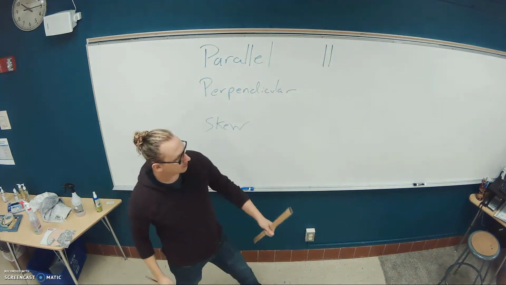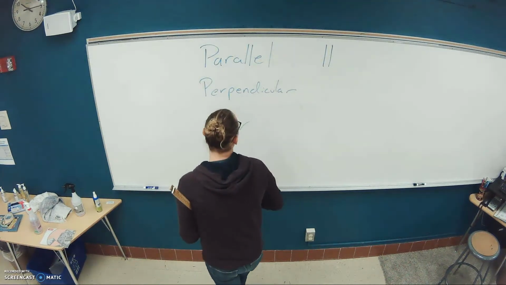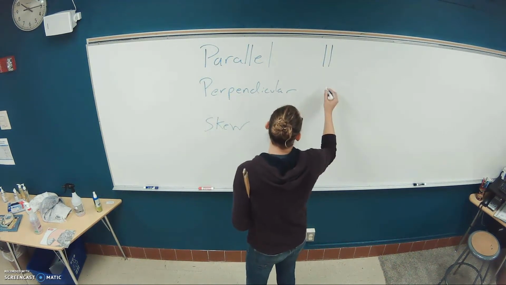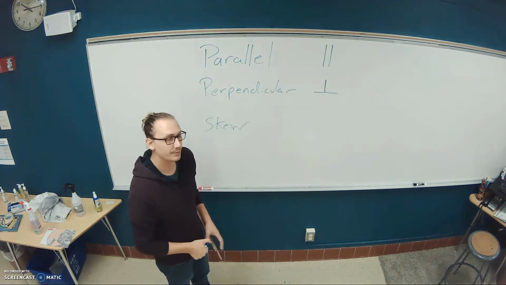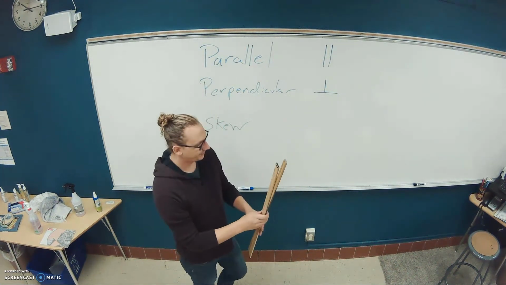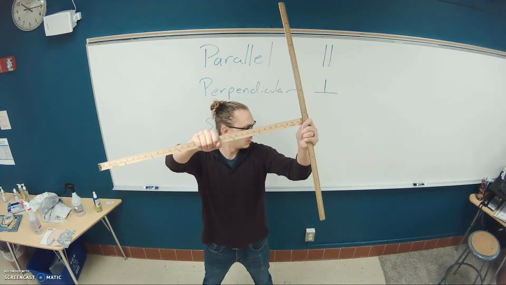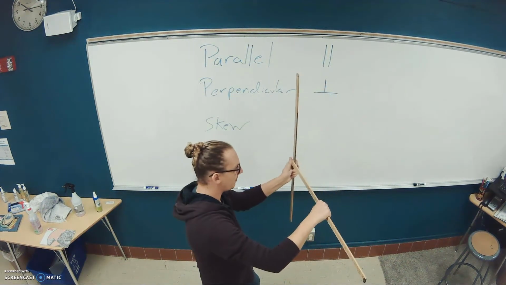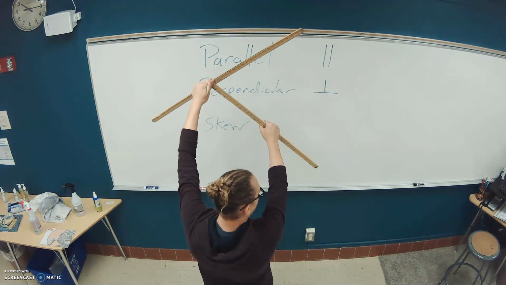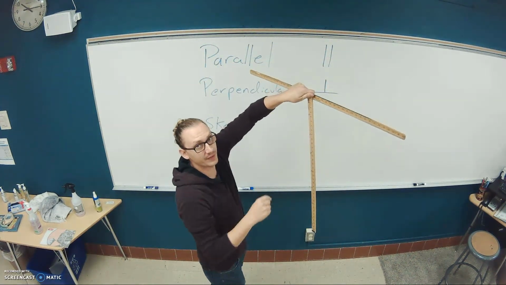Perpendicular. If two lines are perpendicular, that means they create a right angle. The symbol for perpendicular is you just draw a couple perpendicular lines. Okay? So these would be perpendicular. Perpendicular. These are all perpendicular as long as I have that 90-degree angle right there.